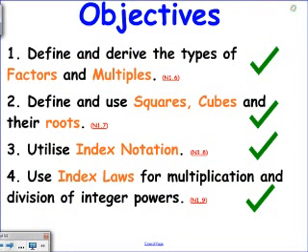So, the objectives. Define and derive types of factors and multiples we did yesterday, along with squares, cubes and their roots. Today we talked about index notation, which is how you write them out in shorthand. So 2 to the 5 is 2 multiplied by itself 5 times. We then talked about the index laws. There are 6 of them. The first one's to do with multiplying indices, second dividing, the third raised to a power. The fourth is to the power 1, the fifth is to the power 0, and the sixth is 1 to any power.